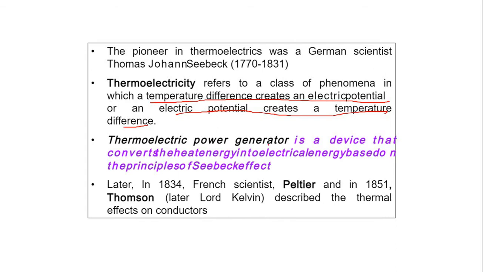The thermoelectric power generator is a device that converts heat energy into electrical energy based on the principle of the Seebeck effect. Thermoelectric power generator means wherever two ends of a metal are at different temperatures, then a potential difference is generated in that part. This is called the Seebeck effect. Later, in 1834 the French scientist Peltier and in 1851 Thomson described the thermal effects on the conductor.